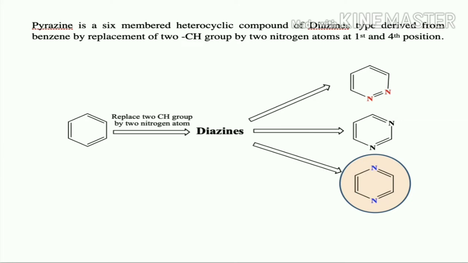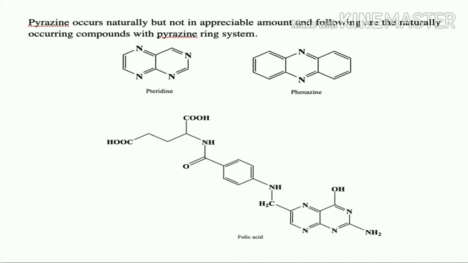If you look at the natural abundance of pyrazine, and compare it with pyridine, it is somewhat less. So now we will see what the naturally occurring pyrazines are. Pyrazine occurs naturally but not in appreciable amount, and following are the naturally occurring compounds with pyrazine ring system. So these are the important naturally occurring compounds which contain the pyrazine ring.